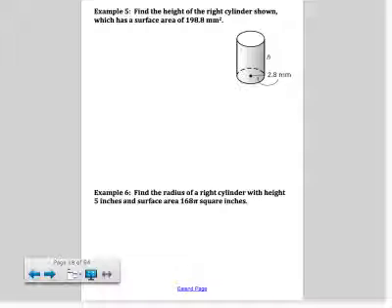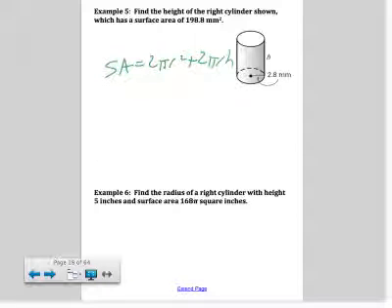Alright, example 5 is a good question because it's asking you to find something else. It says find the height of the right cylinder shown. Okay, so we know the surface area, so as soon as we see surface area, we're thinking SA equals 2 pi r squared plus 2 pi rh. I know surface area is 198.8, and I know that my radius is 2.8, so I have 2 pi 2.8 squared plus 2 pi times 2.8 times h. I gotta get h by itself.